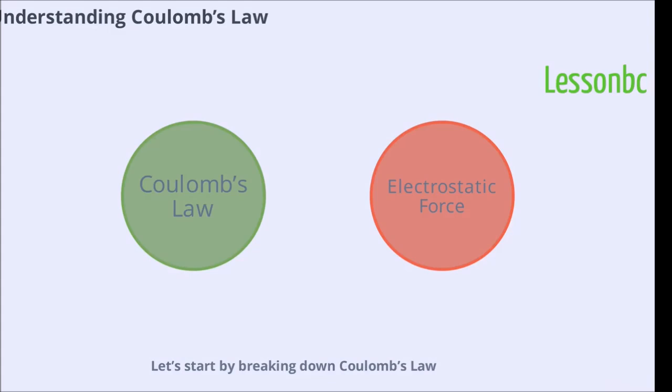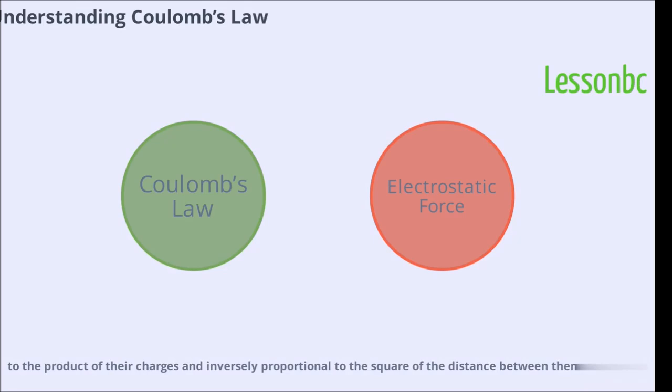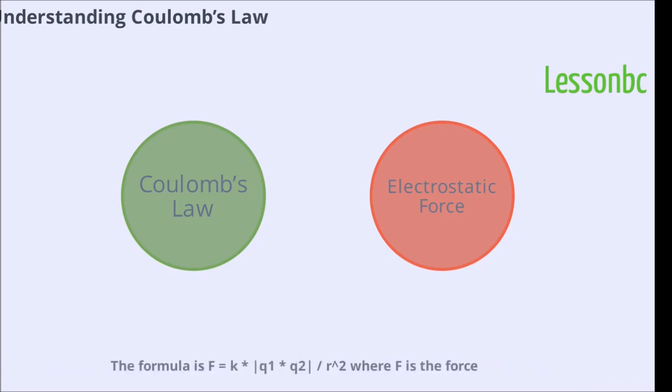Start by breaking down Coulomb's law, which describes the force between 2 charged objects. The law states that the magnitude of the electrostatic force between 2-point charges is directly proportional to the product of their charges and inversely proportional to the square of the distance between them. The formula is F equals K Q1 Q2/R², where F is the force, K is Coulomb's constant, Q1 and Q2 are the charges, and R is the distance. This law is fundamental in physics and helps us understand how charged particles interact.